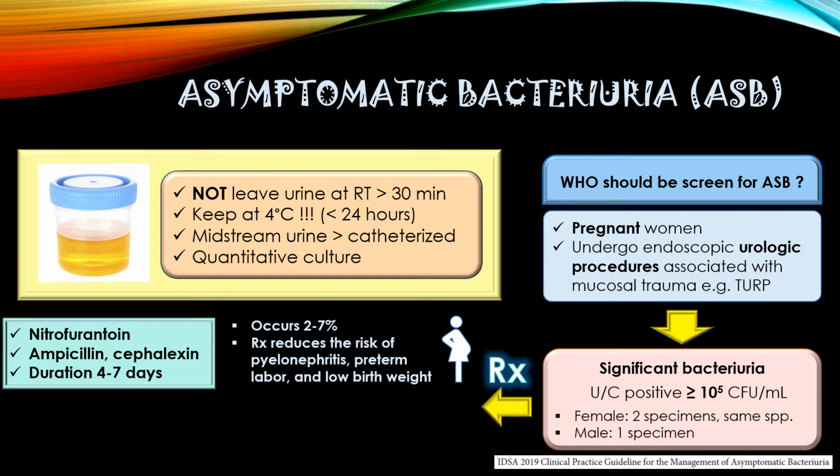For pregnancy, as I told you, about 2 to 7% of pregnant women have ASB, and treatment reduces the risk of pyelonephritis, preterm labor, and low birth weight of the infant. The recommended agents are nitrofurantoin, ampicillin, and cephalexin. Duration is 4 to 7 days. For beta-lactams, maybe extend to 7 days.